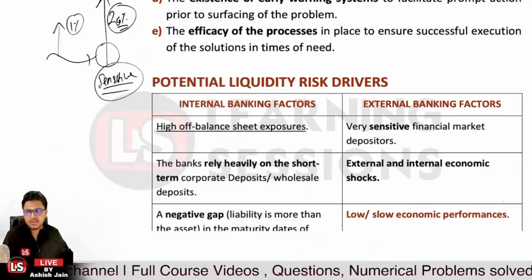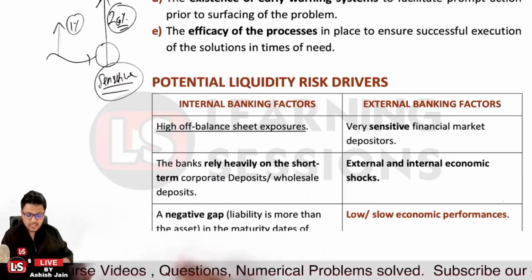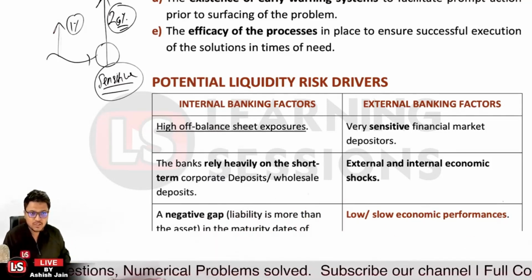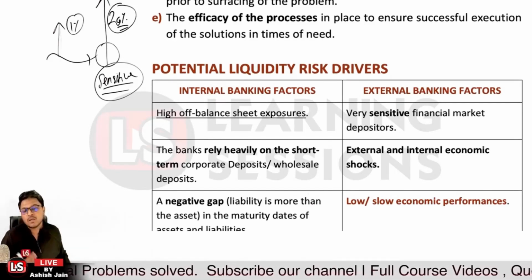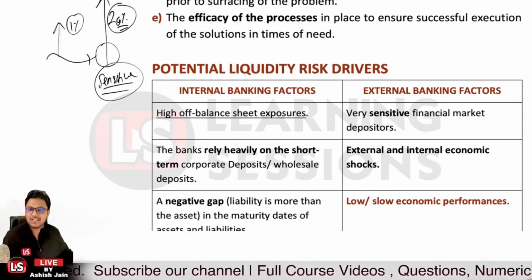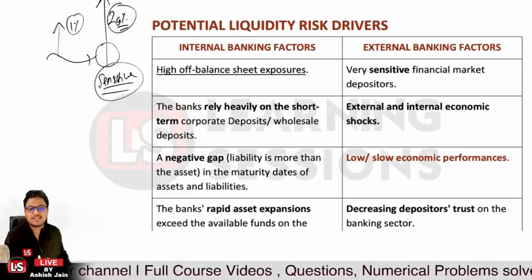And further, there can be internal or external economic shocks, like a stress period. In the COVID period, people started withdrawing money from banks. And further, it could be related to slow and low market performance, like your economy is not performing at all. How can you maintain liquidity with you? Because people will require much more funds with them. Okay, so that's the case related to it.